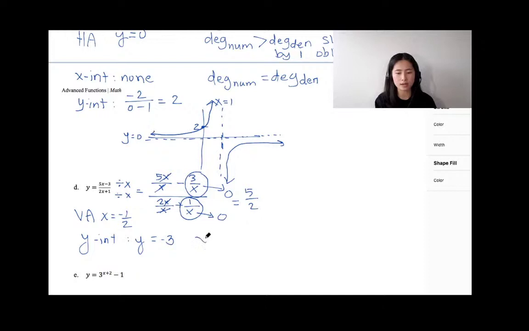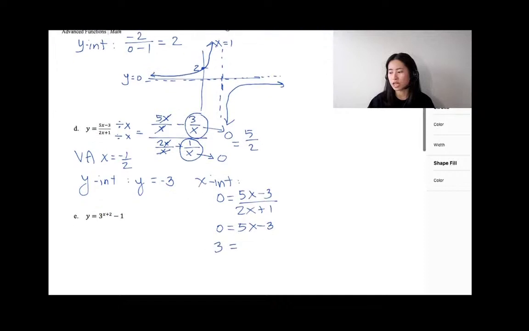And then your x-intercept, maybe we can write that here. That means you need to have y equal to 0, so you're going to solve for your x. So 0 is equal to 5x minus 3 over 2x plus 1. When you cross multiply, 0 times 2x plus 1 is 0. Therefore, you're going to have 0 is equal to 5x minus 3. Then you solve for x. Moving 3 to the opposite side of the equation, you get 3 is equal to 5x.